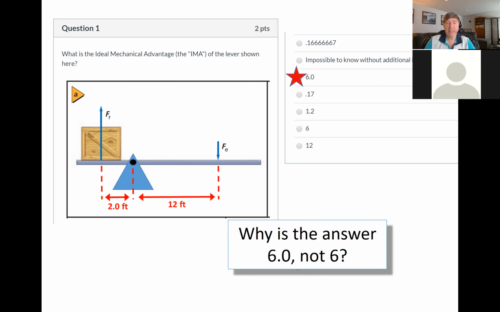Sky is saying it's because of the 2.0. Yes, when we calculate the mechanical advantage, we take the distance to where we're exerting the effort force, divided by the distance to the resulting force. But look at the numbers. I've got 2 sig figs here and 2 sig figs there. If that had just been a 2, it would have had only 1 sig fig, but the way I wrote it, it has 2 sig figs. So 2 sig figs divided by 2 sig figs means my answer needs to have 2 sig figs.